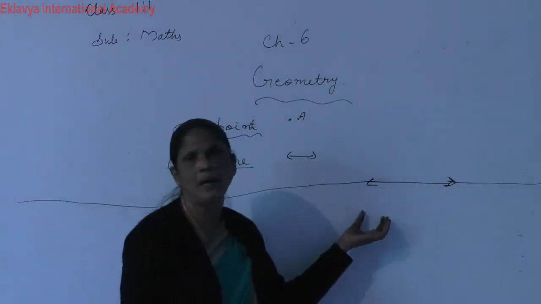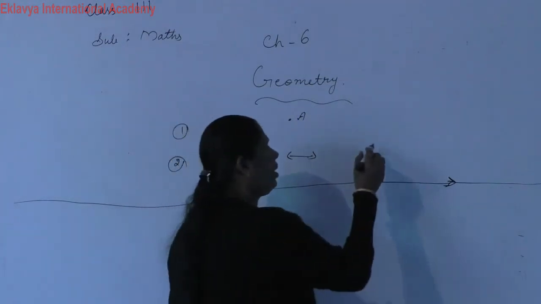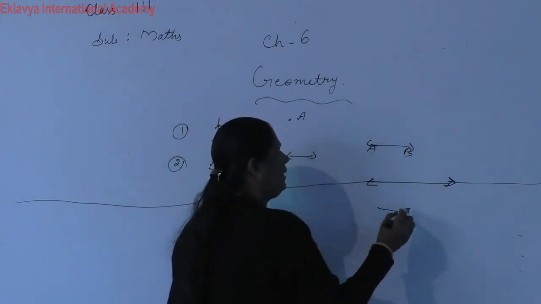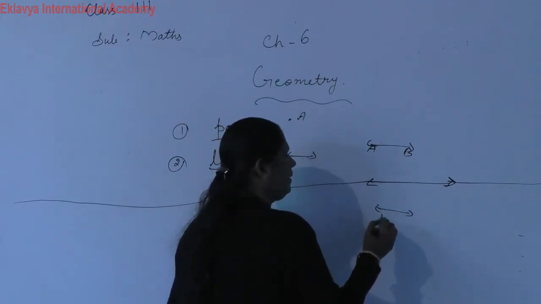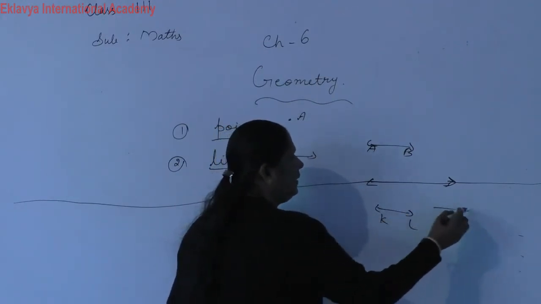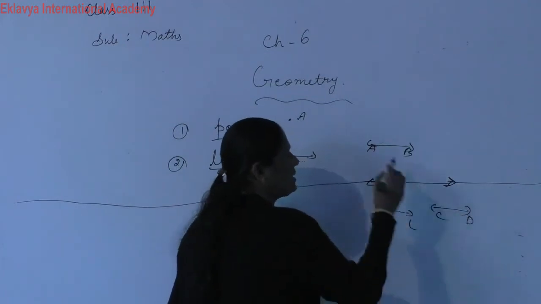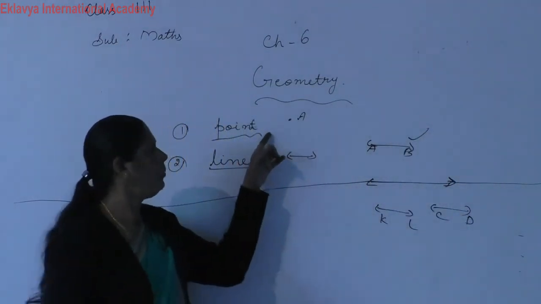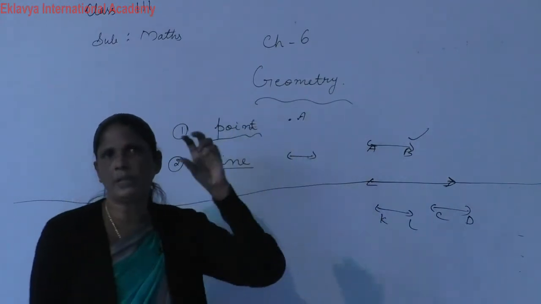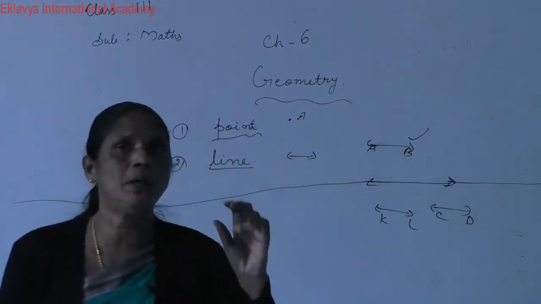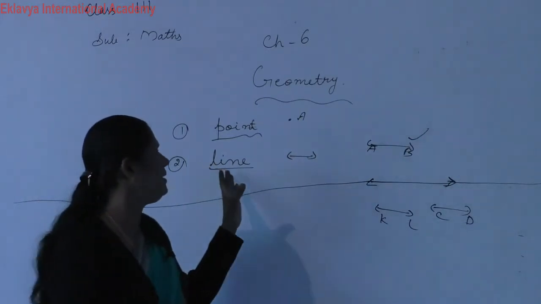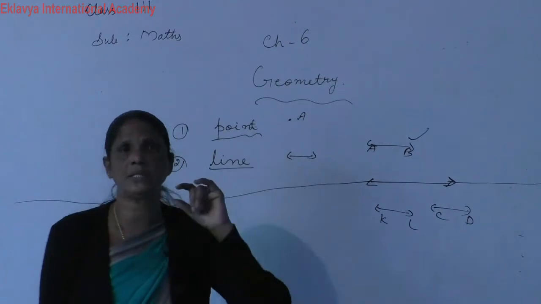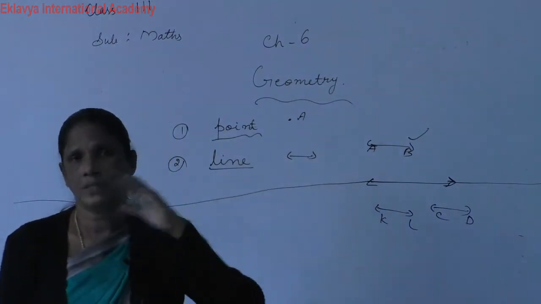This is called a line. The symbol of a line is line AB, line KL, line CD. This is the point, point A. We put capital letters to represent a point. A line has no end point and is extended in both sides.